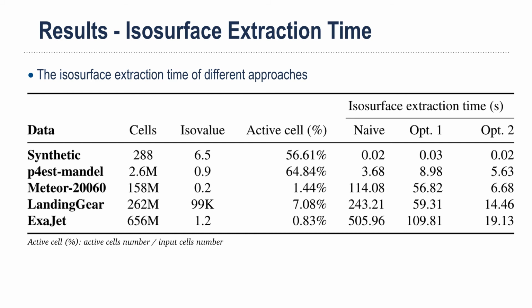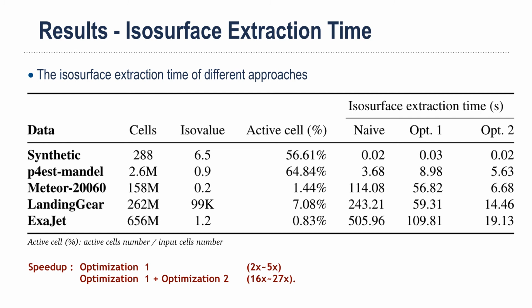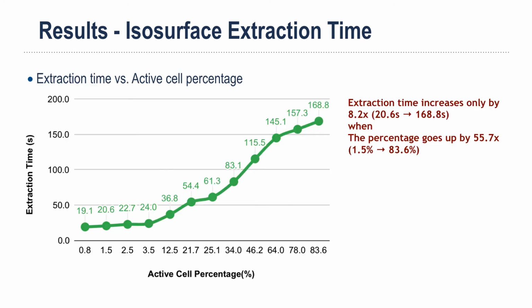When rendering isosurfaces, we benchmark the extraction time with the proposed optimizations. From this table, we see that the optimizations hamper the performance for a small dataset. Performing those optimizations does take additional compute time, which on small datasets may not pay off. However, they performed much better than the naive approach when it comes to medium or large datasets. The speedup of the two approaches is 2 to 5 times and 16 to 27 times respectively.